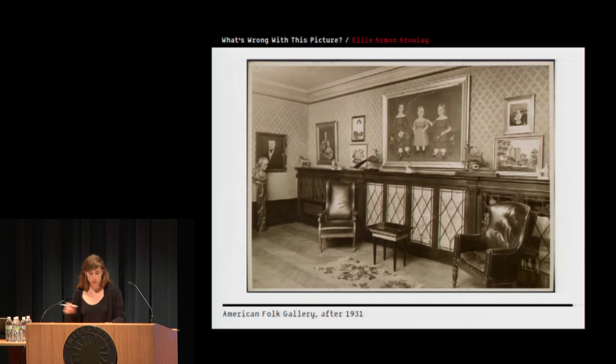This is another example from the American Folk Art Gallery. She opened it in 1931 on the second floor of the Downtown Gallery. It was before the establishment of the white cube as the standard and accurate space to exhibit works of art.